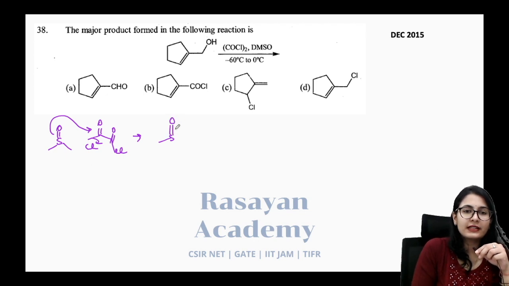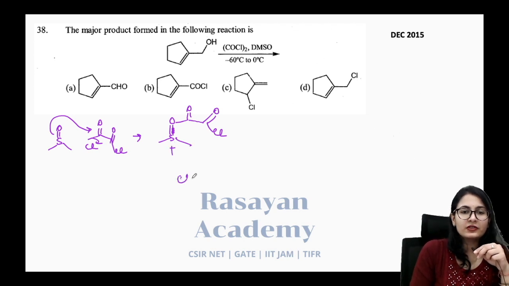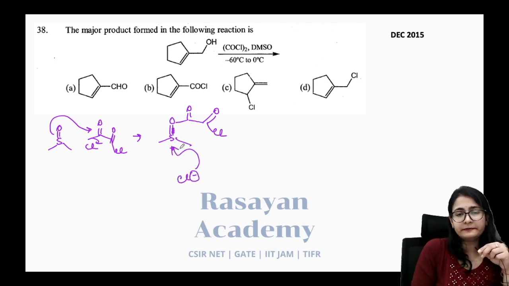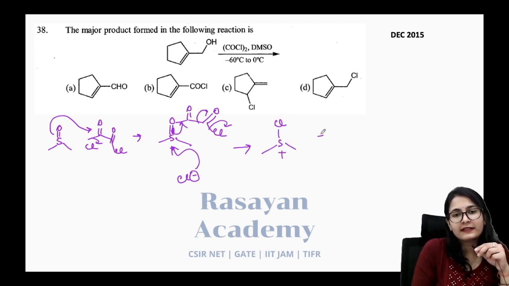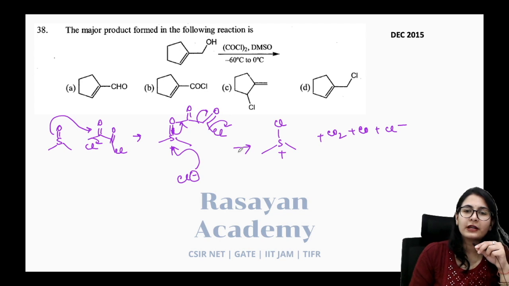Okay, let's say this is one oxygen, double bond O, one more Cl. Sulfur has got a positive charge over here, so the free Cl minus will attack on sulfur. The bonds are going to open up in this way. You have a chlorosulfonium ion like this, plus CO2 plus CO plus Cl minus. This whole molecule is going to fragment.